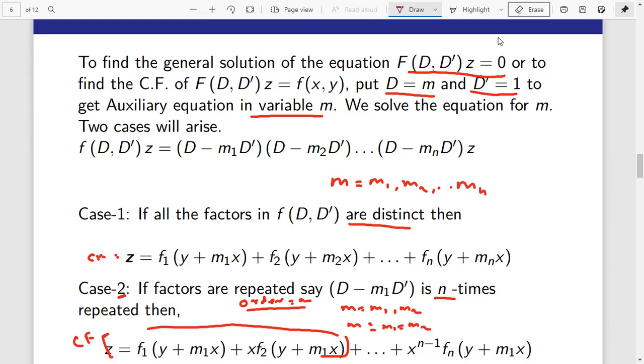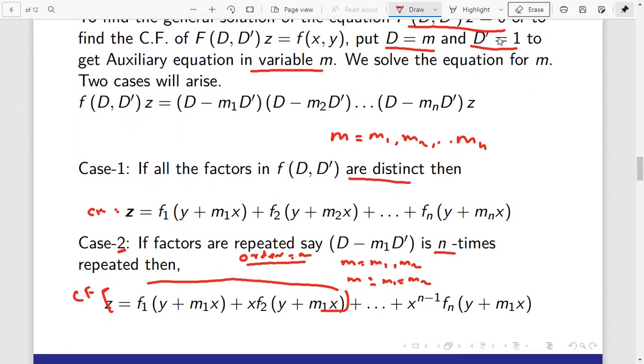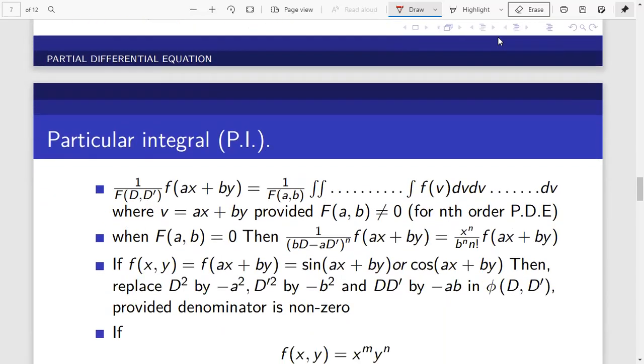Now to find the general solution, I need to find the particular integral also. So now I will discuss how to find the particular integral. The particular integral is 1 by f of D comma D dash into f of x comma y. This is the right hand side given function. Based on this right hand side function f of x comma y, we have some standard types to find the particular integral. Suppose the type f of ax plus by is given, just replace D by a and D dash by b.